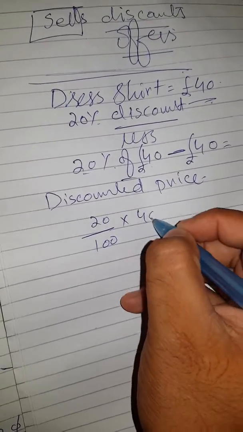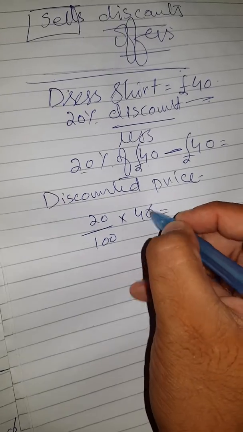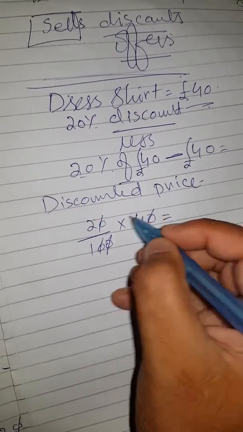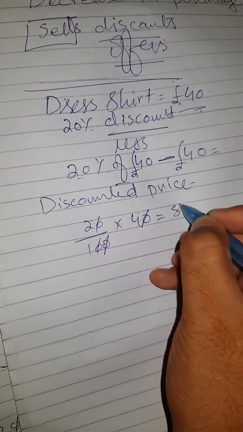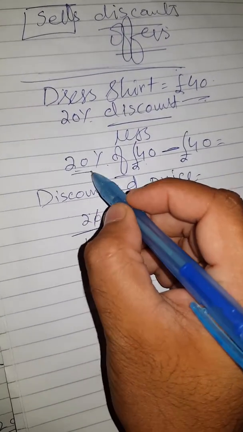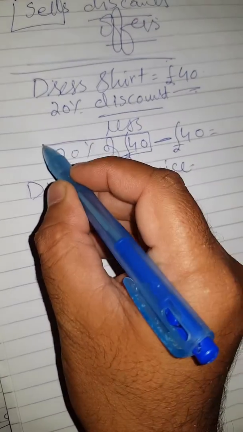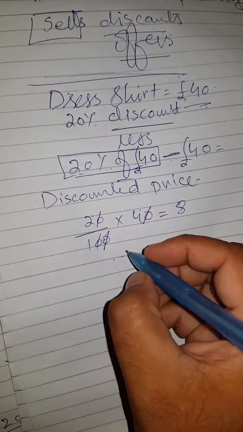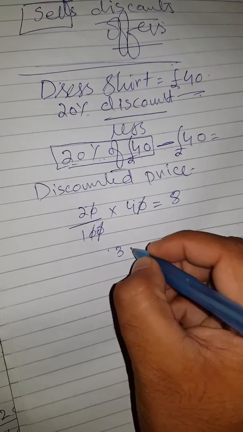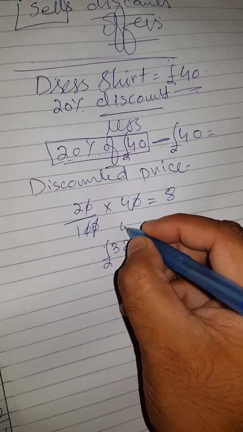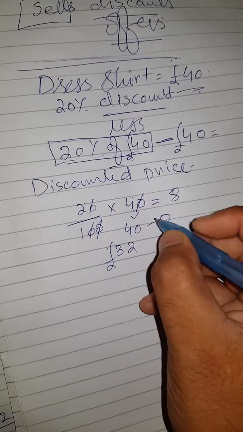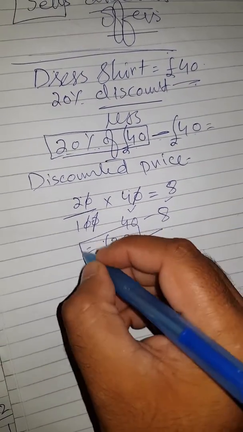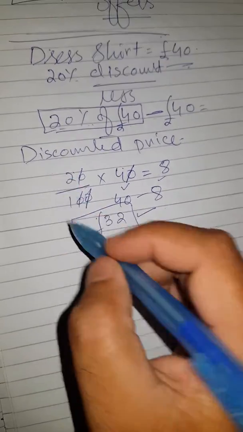20% of 40 is what? Cancel this 0 with this 0, simplification, remember, and this 0 with this 0. 4 times 2 makes 8. This means that this answer is 8 and 40. So I have to minus 8 from 40. What I will get is 32 pounds, because 40 minus 8, this was the principal amount, this is the discounted amount, so 32. That is my answer. This is the detailed method.